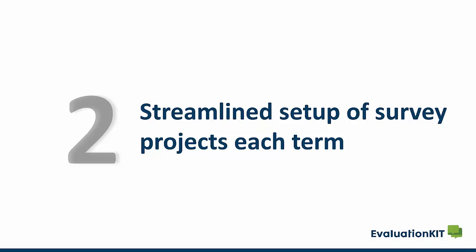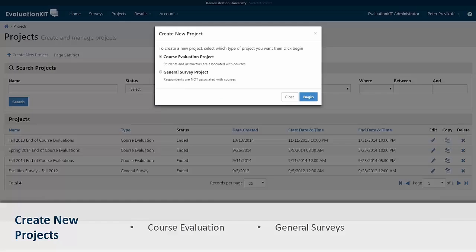The second key to successful course evaluations is to ensure that the process of setting up and deploying evaluations each term is as streamlined and automated as possible. Let's face it, course evaluations are infinitely repeating, and so to be successful long-term, you need to automate as much as possible and eliminate the tedious, repetitive steps involved in the process.